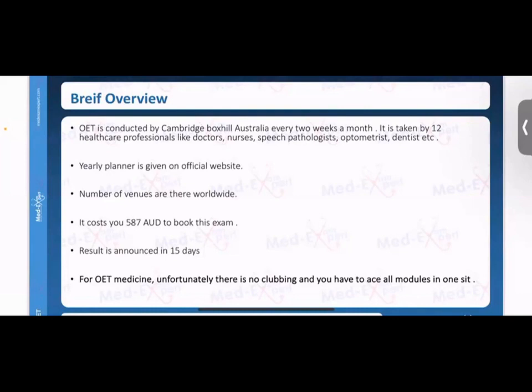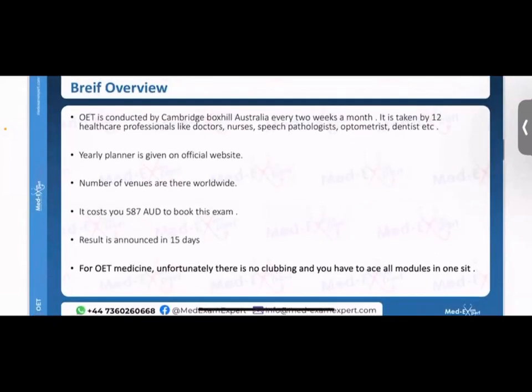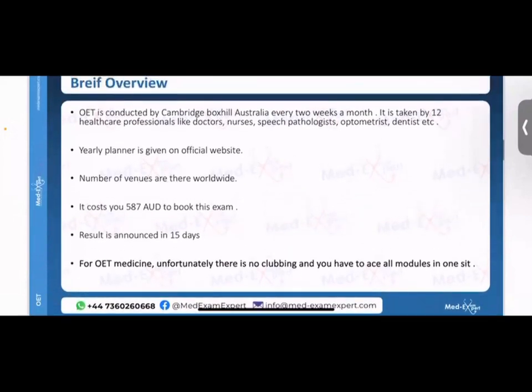But first you have to do is you have to make an account or a portal of your own, and you must be having ID and password of this account saved wherever you want. So every time you log in your portal, you can see the dates of the upcoming exam and you can book it easily, as per the number of venues there are worldwide. And if you are just talking about Pakistan, then in Pakistan there are 3 centers for taking OET exam, which is the capital city Islamabad, Lahore, and Karachi.